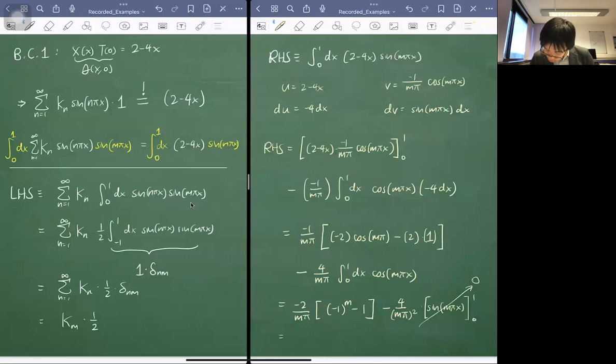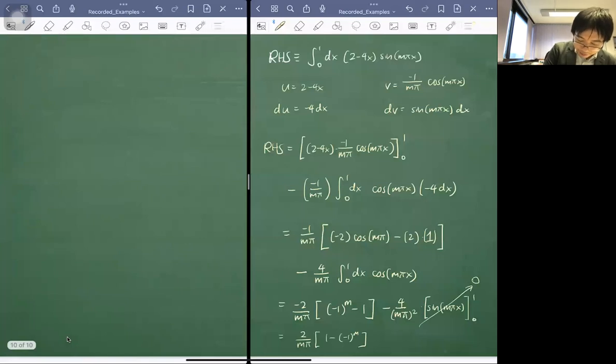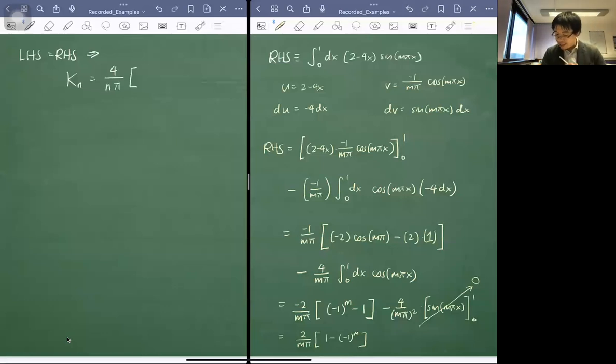let's flip the 2 to the positive, and we'll flip the order of this like this. Okay, good. So now we match both sides together. On the left hand side is km. So when we match these together, we have kn equals twice the right hand side. So we'll have 4 over n pi, I'll just change the m's to n at the same time, minus this.